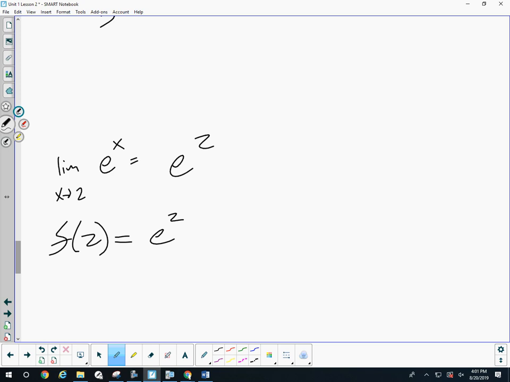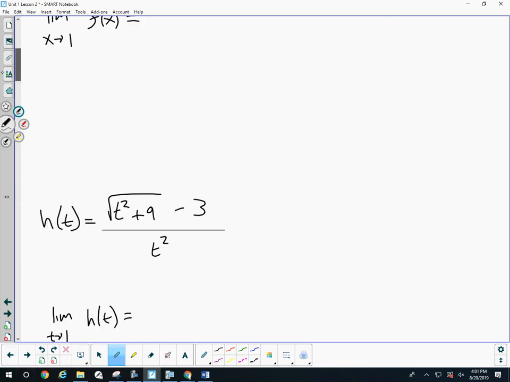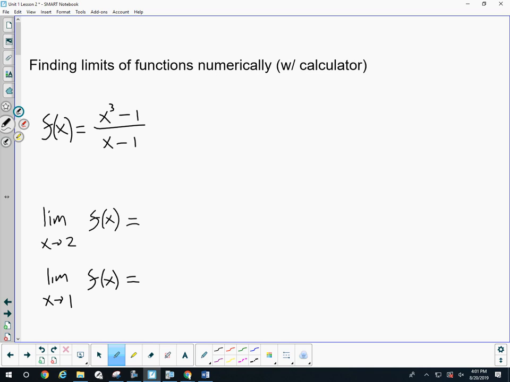Okay? Remembering that, if I go back a page to here, and I asked you, what's going on at 2? You don't have to graph this function. You don't have to plug 1.999 in it. You can just plug 2 in. F of 2 is 8 minus 1 over 2 minus 1. That's 7. I don't have to use my calculator at all for that.